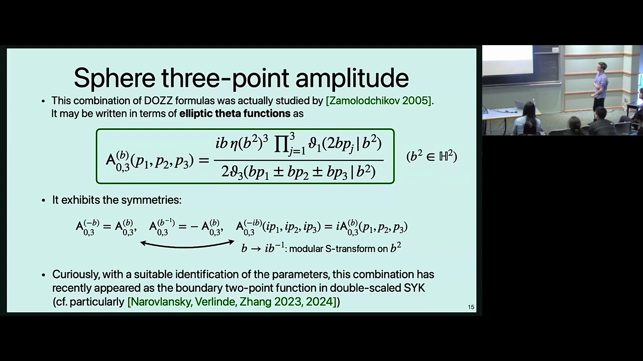Now, curiously, if you identify the parameters in a suitable way, precisely this combination has appeared very recently in the literature as the boundary 2-point function in double-scaled SYK. I want to highlight in particular these papers by Vladi, Herman, and Mengyan from the past year or so. I won't have much more to say about this, but understanding the relation between their picture and ours is an interesting open question.